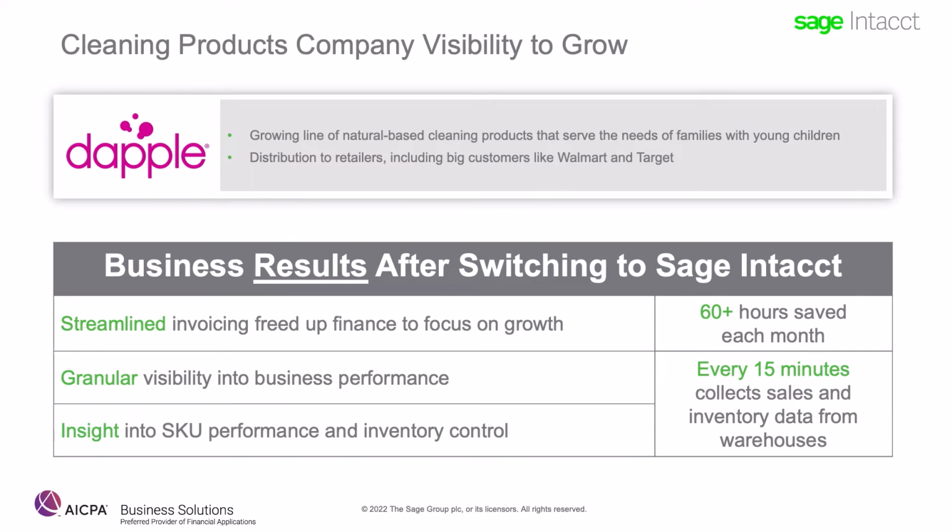By switching to Sage Intacct, the company moved to a more robust platform. Now they could automate a bunch of financial processes, from purchasing and inventory management to accounts payable and receivable. Sage Intacct pulls data using EDI connections with Dapple's third-party logistics providers. These integrations save Dapple at least 40 hours each month from laboriously entering over 700 invoices into QuickBooks. Sage Intacct automatically collects sales and inventory data for these warehouses every 15 minutes. This speeds up invoicing and gives visibility into current inventory, unit costs, and other valuable data.